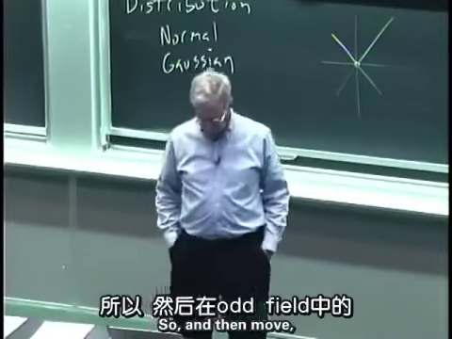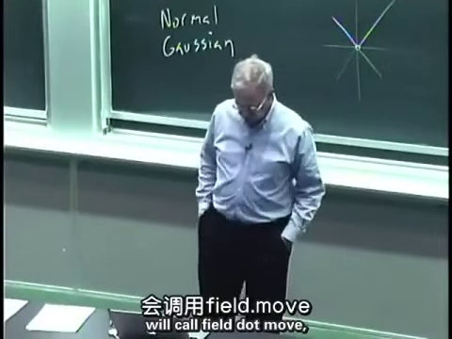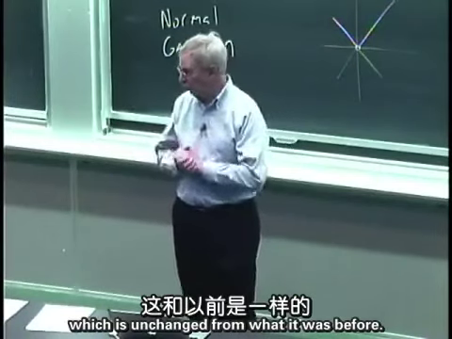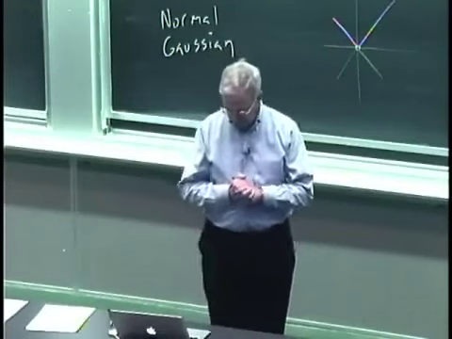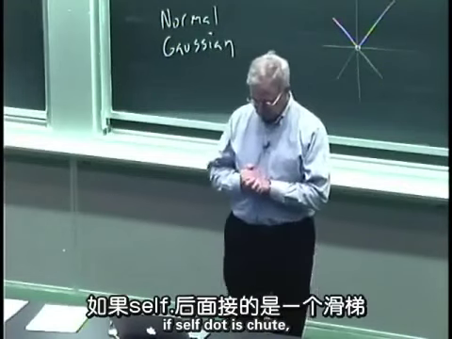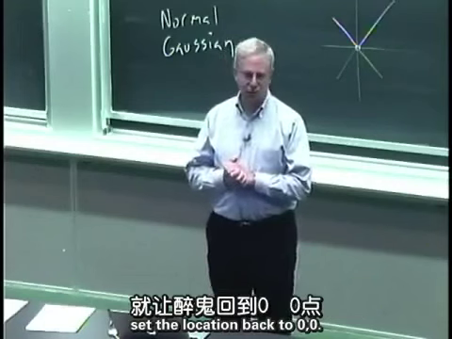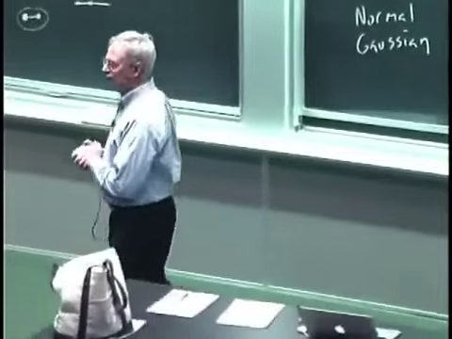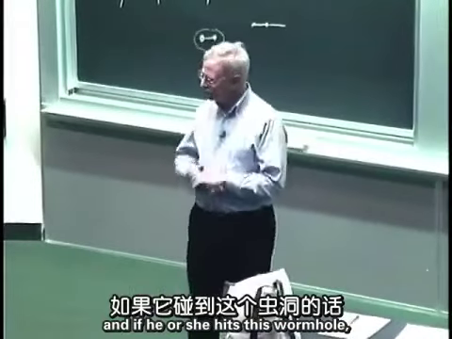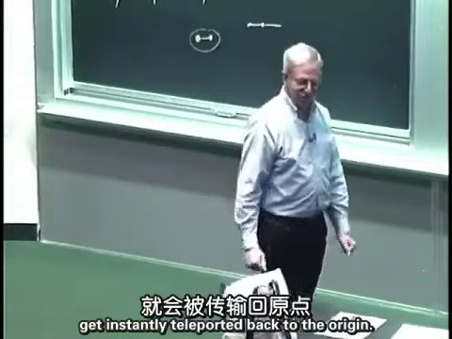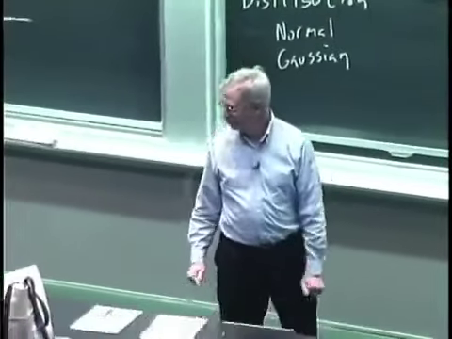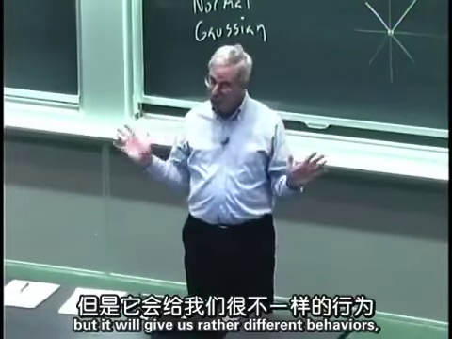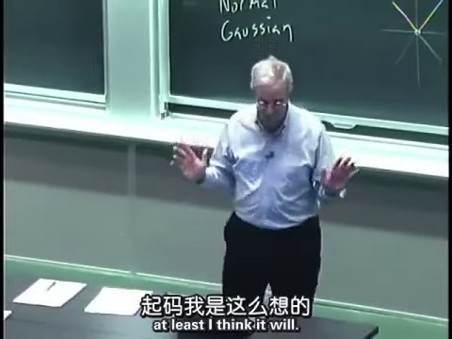So, and then move in odd field, we'll call field.move, which is unchanged from what it was before. And then it will say if self.isShoot, set the location back to 0, 0. So the poor drunk will move as before, and if he or she hits a wormhole, gets instantly teleported back to the origin. Very small change, but it will give us rather different behaviors. At least I think it will.